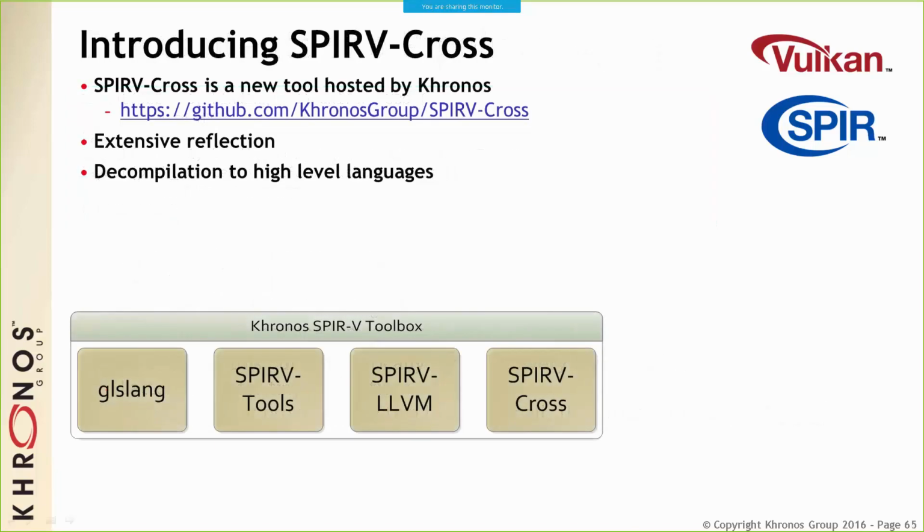So SPIR Cross is a new tool hosted by Khronos, as mentioned earlier. The whole point is extensive reflection so that you can do these things at runtime. You can look at SPIR and say, oh, that's my layout, and I will give that to Vulkan. Very convenient. And another feature I'm also going to touch on later is decompilation to high-level languages. And this completes sort of a toolbox for SPIR, which is going to SPIR, messing around with binaries like assemblers, disassemblers, validators. This is more for vendors to implement optimizers, and then to go back again to high-level languages.